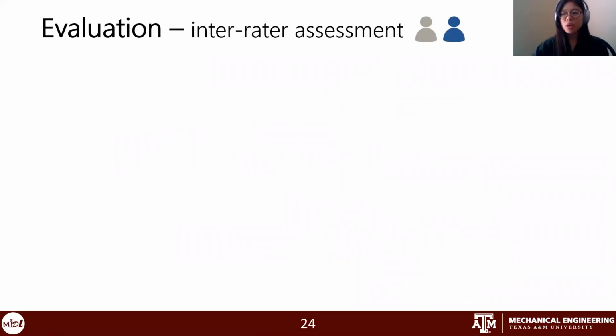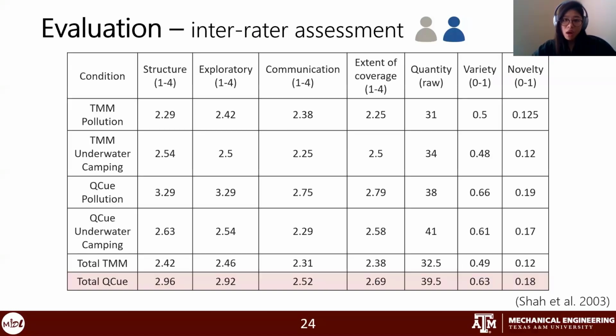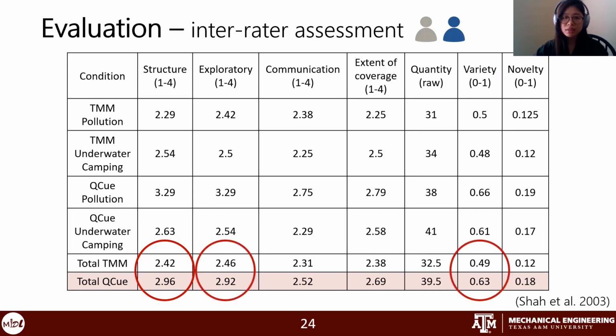So we are going to have some qualitative assessment in the following slides. We asked 2 expert raters to rate the mind maps using well-established metrics. Overall, we can see that QCue performed better than traditional mind mapping in terms of the quality of the maps and the ideas generated. Specifically, the score of structure indicates that the question generation algorithm was able to guide the user to generate well-structured mind maps. And the good scores in exploratory and variety indicate that the questions and suggestions did help the users to explore diverse directions.